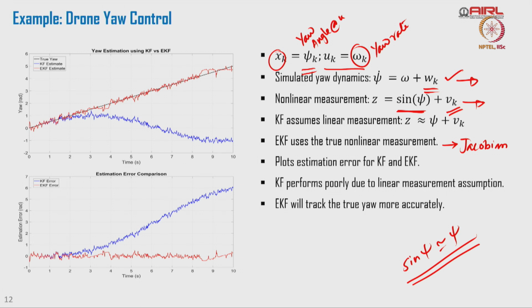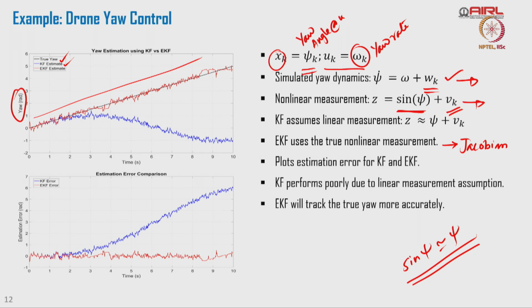Then we show here the plots of estimation and estimation error. So, when we estimate the yaw angle, we get it like this. You can see the black line which is the true yaw angle. The blue one is the Kalman filter estimate. You can see that though the black line is going in this fashion, the blue line, which is the Kalman filter estimate, is not able to track that. But with Jacobian, calculating the Jacobian and having more nonlinear information in the system, extended Kalman filter estimates much better than the Kalman filter.